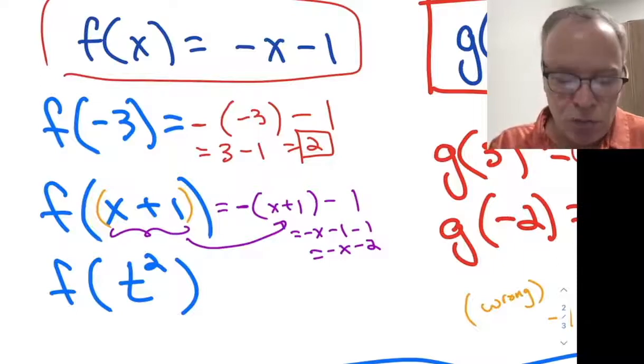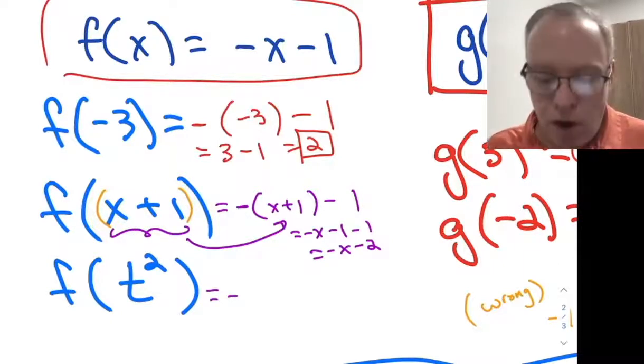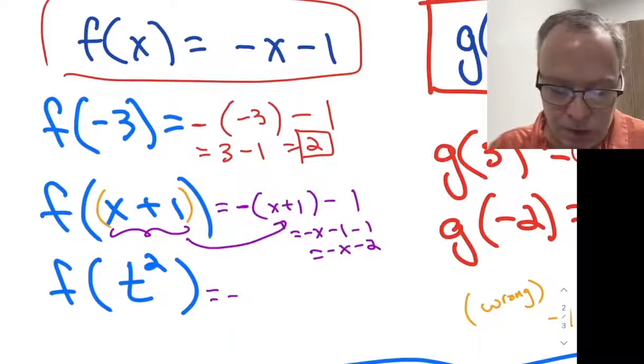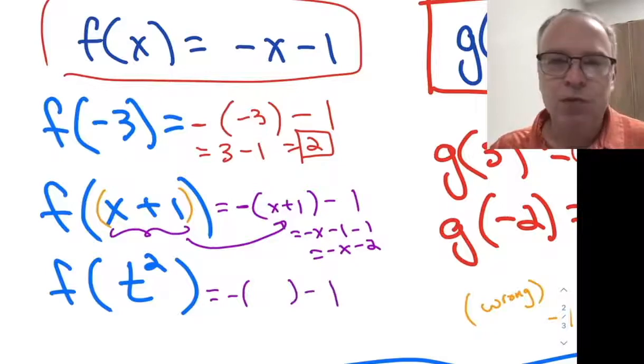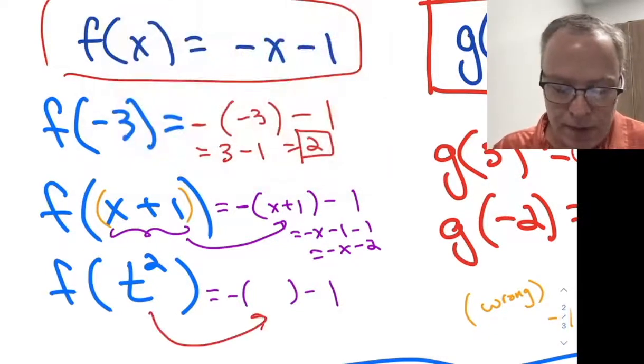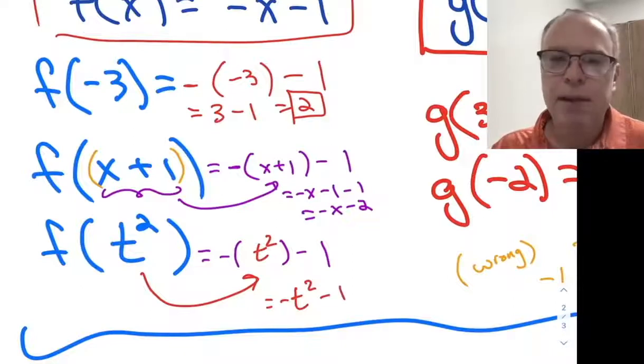All right, so on the next one, once again, remember this machine is just hard-coded. It is the opposite of the input minus 1, and this time we are putting not a number in here, we're putting t squared. So the answer would be negative t squared minus 1. That minus sign's not part of the base, so we can actually write it just like that.